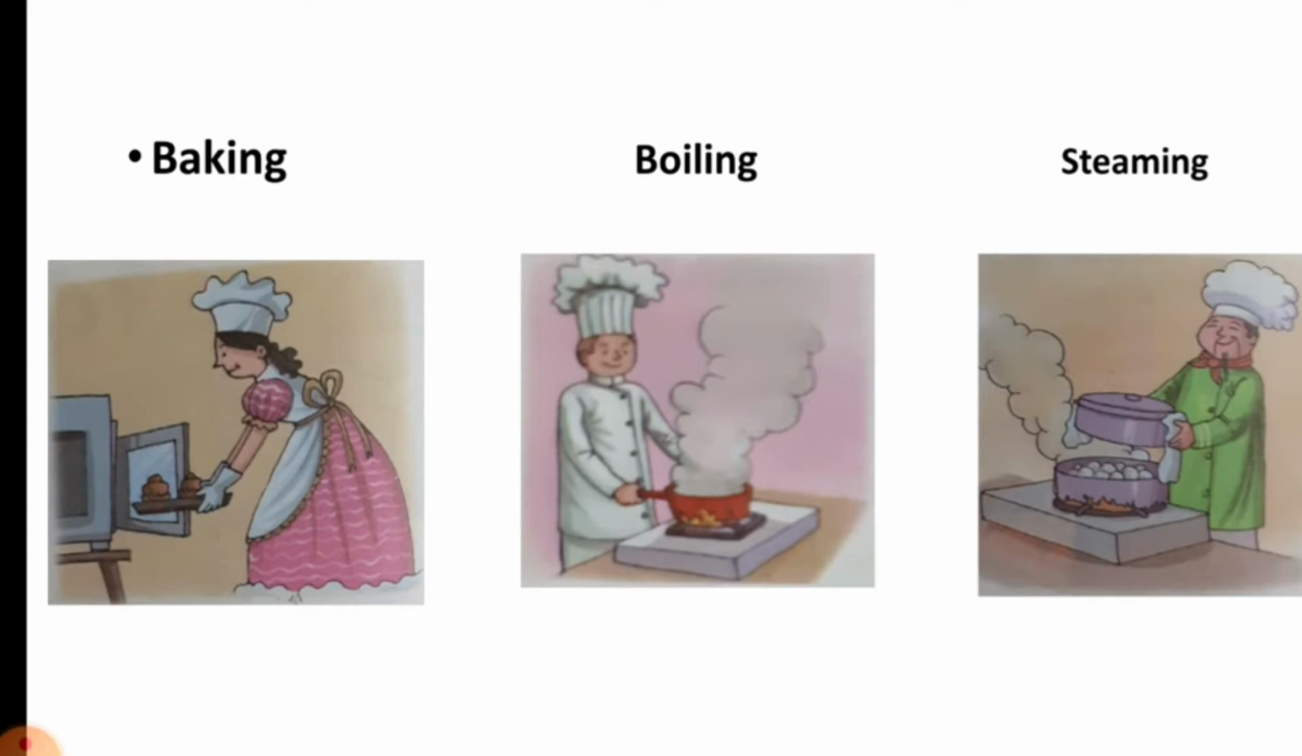Now the next method of cooking food is boiling. In this method, food is cooked in hot water. Eggs, vegetables, rice, and dal are cooked by using this method. Students, we also boil water to kill the germs in it. Now the next is steaming. In this method, food is cooked in steam. Momos, dhoklas, and idlis are cooked using this method.